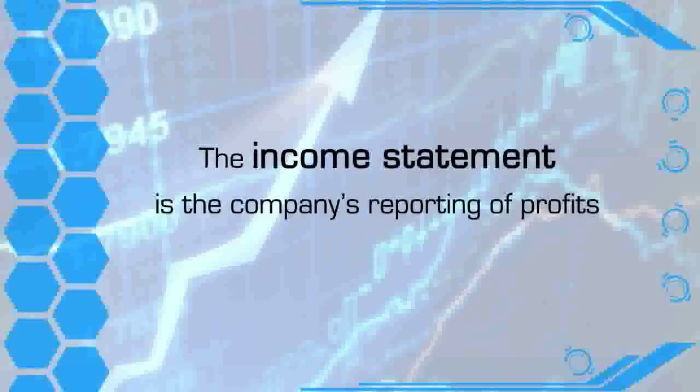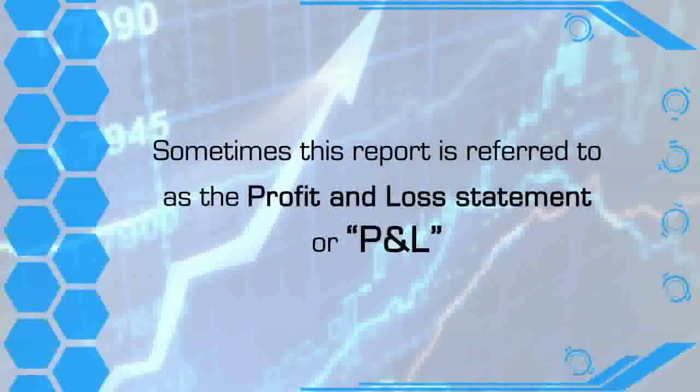The income statement is the company's reporting of profits. It includes revenues, which are sales, subtracts costs, and the resulting number is either a profit or loss. Sometimes this report is referred to as the profit and loss statement or P&L statement. Companies provide investors this income statement following each calendar quarter and for the year.